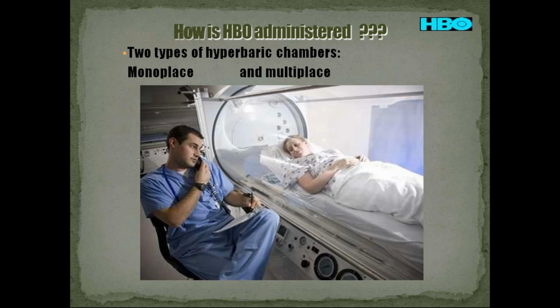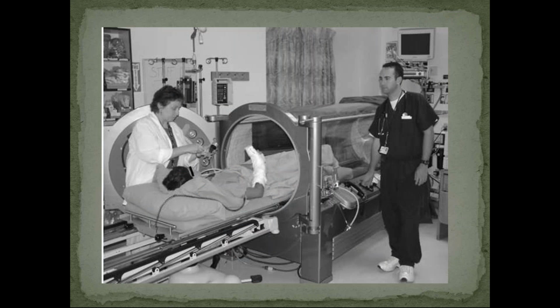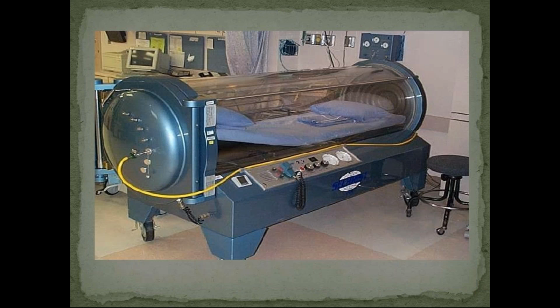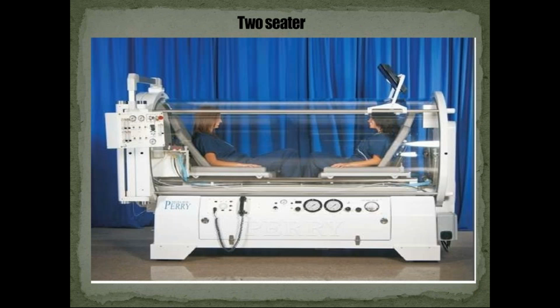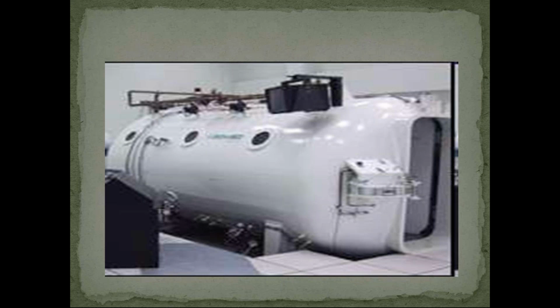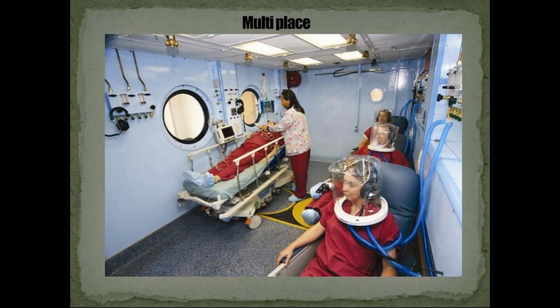How is it administered? Two types of hyperbaric chambers are present, monoplace and multiplace. Monoplace is where a single individual has a single chamber. In multiplace, many people will be present in the single chamber. This is the two-seater, where two people are present in the same chamber. Multiplace, where many people are present. This is also multiplace.